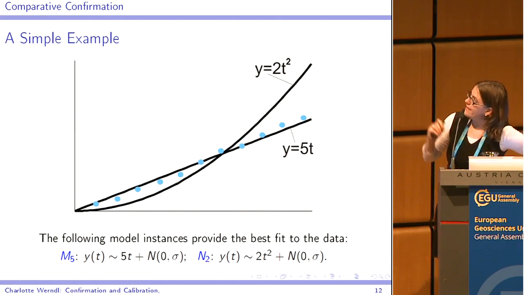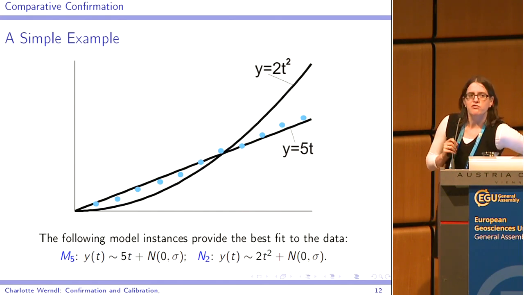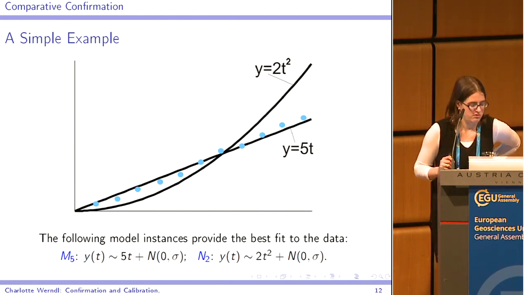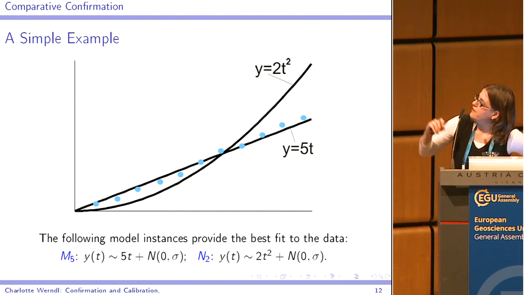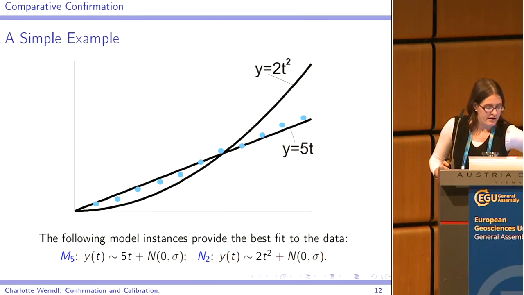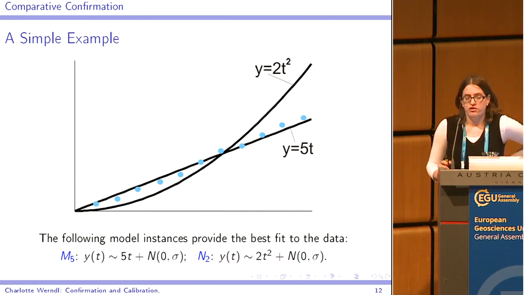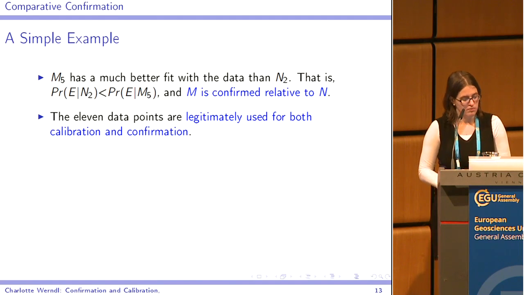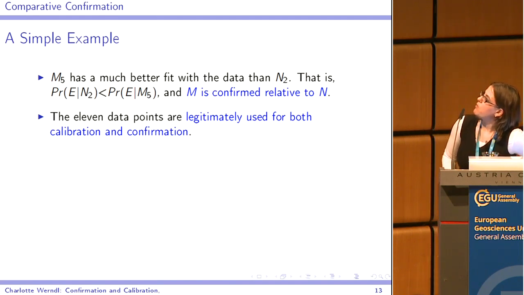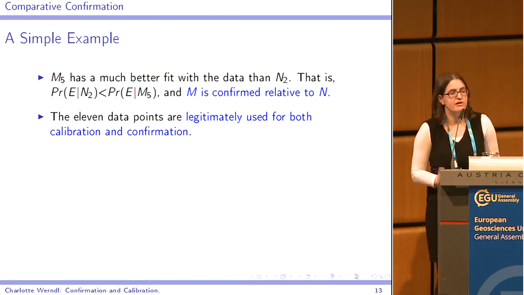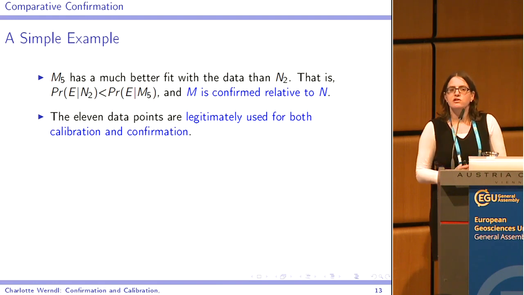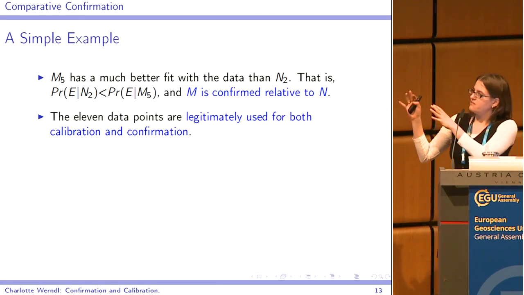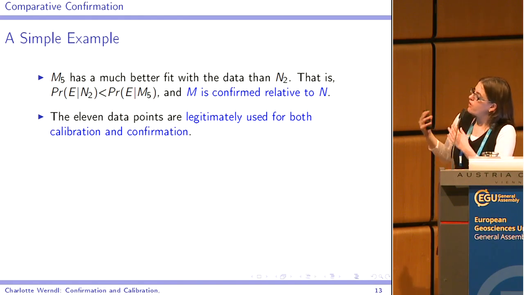The important thing, when you look at that specific example and look a bit more carefully, is that you immediately think, well, the data seem more linear than quadratic. Why? The line y equals 5t seems to fit the data much better than the quadratic curve. So M5 has a much better fit with the data than N2. Formally, this means that the probability of the evidence given N2 is smaller than the probability of the evidence given M5. If you plug this into the machinery of Bayesianism, you get that M is confirmed relative to N. The example is chosen so that it seems very intuitive, but this is what's going on at the formal level.